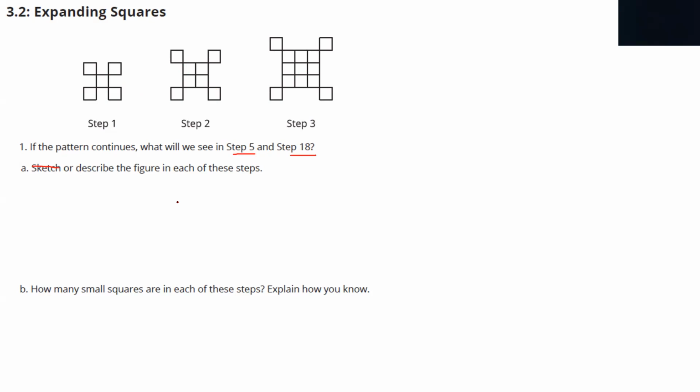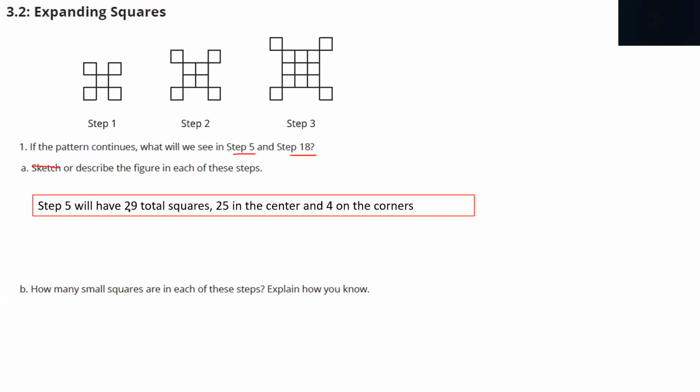So you had an opportunity to type in your answers. Let's go over it. Step 5 has a total of 29 squares, and it has 29 squares because if you look at the figures, you can see that the inside square of each figure follows a specific pattern. And this pattern can be made by looking at the step number of each figure. And if you notice, it has 4 corners. So 1, 2, 3, 4, 1, 2, 3, 4, 1, 2, 3, 4 in every single figure.